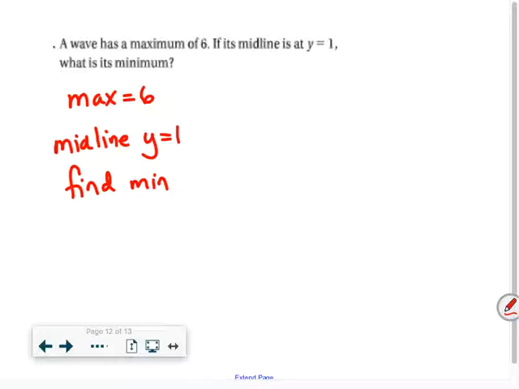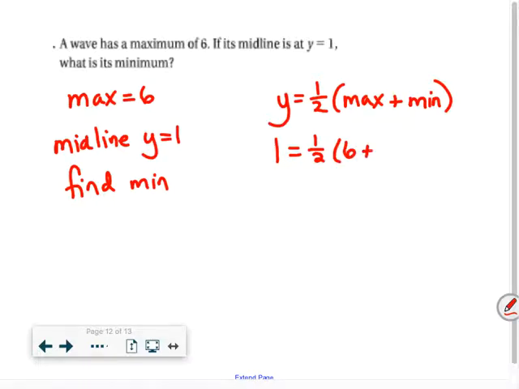So if you flip back through your notes in this packet, we have something about the midline. See if you can find it. The midline is y equals 1/2 the maximum plus the minimum. Be careful that you have the plus sign. Don't get it mixed up with the amplitude. The midline is y equals 1. I know the maximum is 6, and then I'm looking for the minimum. So let's call that minimum x, or y, or z, or any letter you like, or question mark.